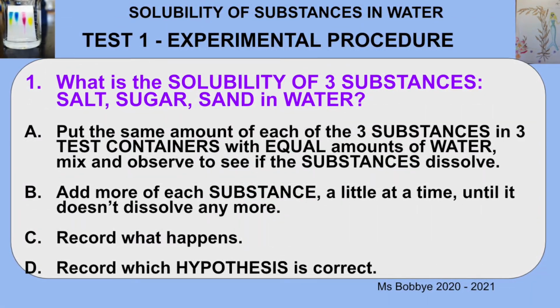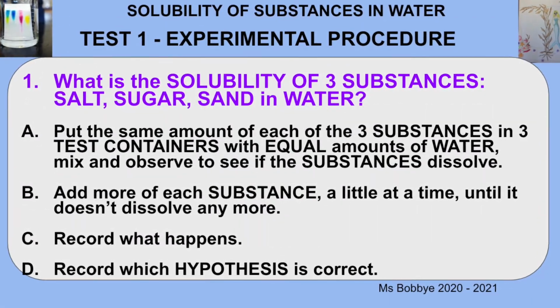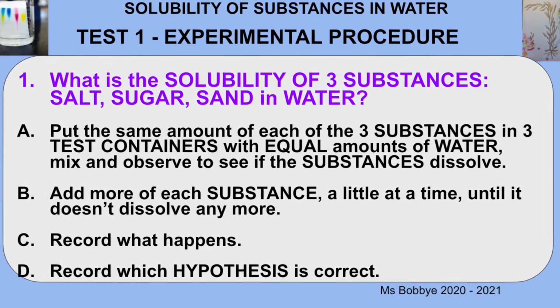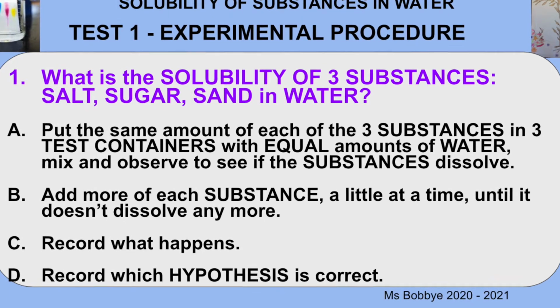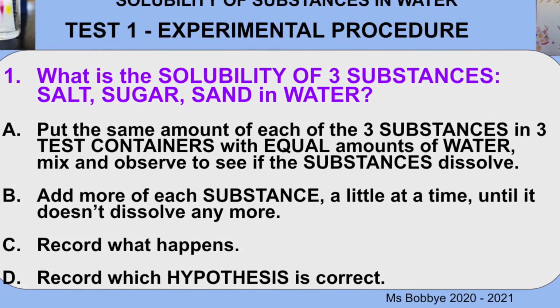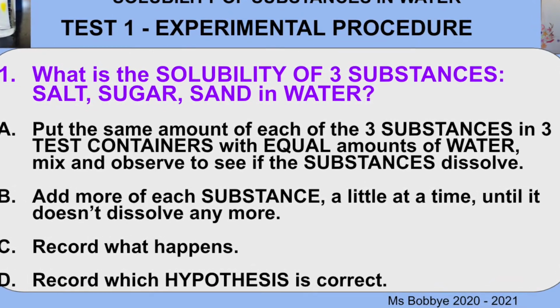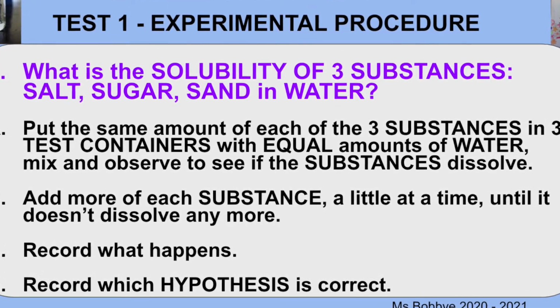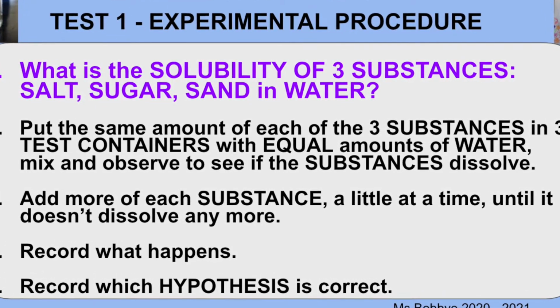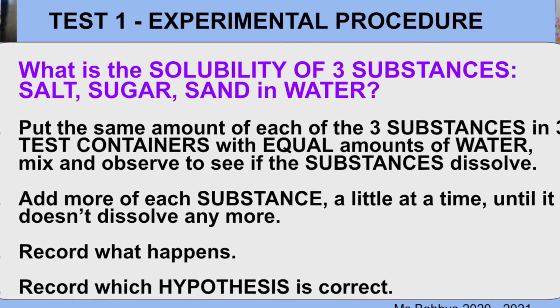For our first question, we're going to put the same amount of substance in each of the test containers with equal amounts of water and observe to see if they dissolve. Then we're going to add more substance a little at a time if it doesn't. We're going to write down what happens, and we're going to find out which hypothesis was correct.